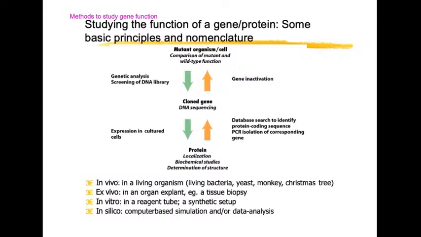So you have a mutant organism, cells, comparisons of mutant and wild type functions. So you have genetic analysis, then you clone the gene and then your protein could be localized. So this could be done in vivo. In vivo means in living organisms, and ex vivo in an organ explant, in vitro in a reagent tube, or in silico, the computer-based simulations or data analysis.